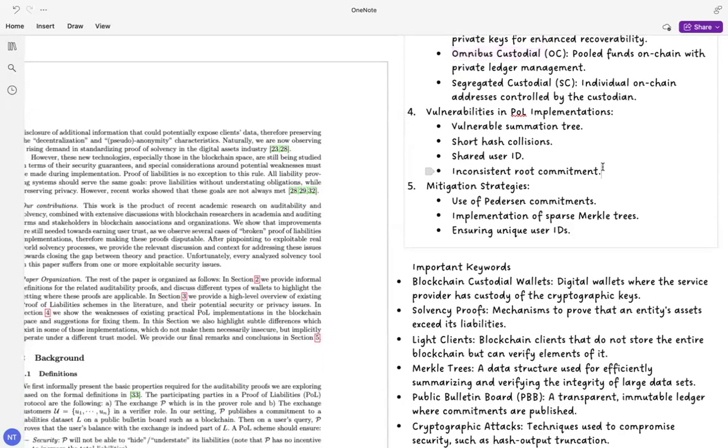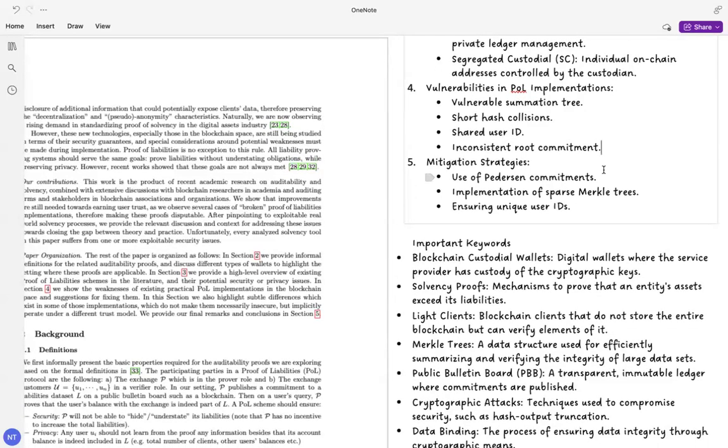With that said, the paper identifies 4 critical vulnerabilities across the survey. It also briefly mentions which exchange, what company, and what the details are. The first one is the vulnerable summation tree, and the second one is the short hash collision and shared user IDs, and then the inconsistent root commitments. And for each of these vulnerabilities, the authors also present mitigation strategies.